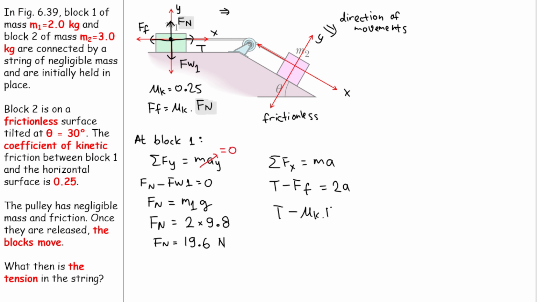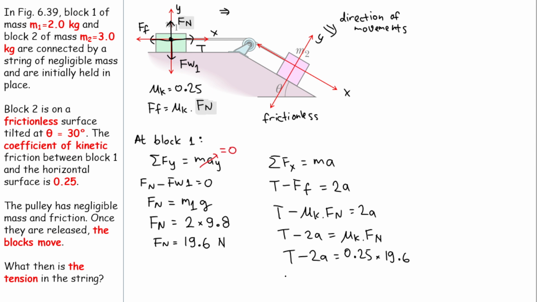Good. Then we will have T minus Ff, and Ff is mu k times Fn. Okay, let's plug that in. And that will equal 2a. Or we can move this to the left hand side. So I'll have T minus 2a. And that will equal mu k times Fn. Right? So let's enter the numerical value. T minus 2a is equal to 0.25 multiplied by Fn. That will be 19.6.